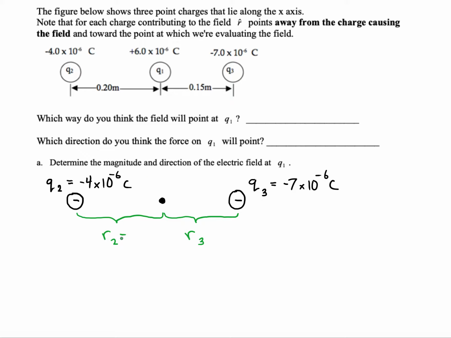We see that R2 is 0.2 meters, and R3 is 0.15 meters. We're also going to need to know K, which is Coulomb's constant: 8.99 times 10 to the 9 newton meters squared per coulomb squared.